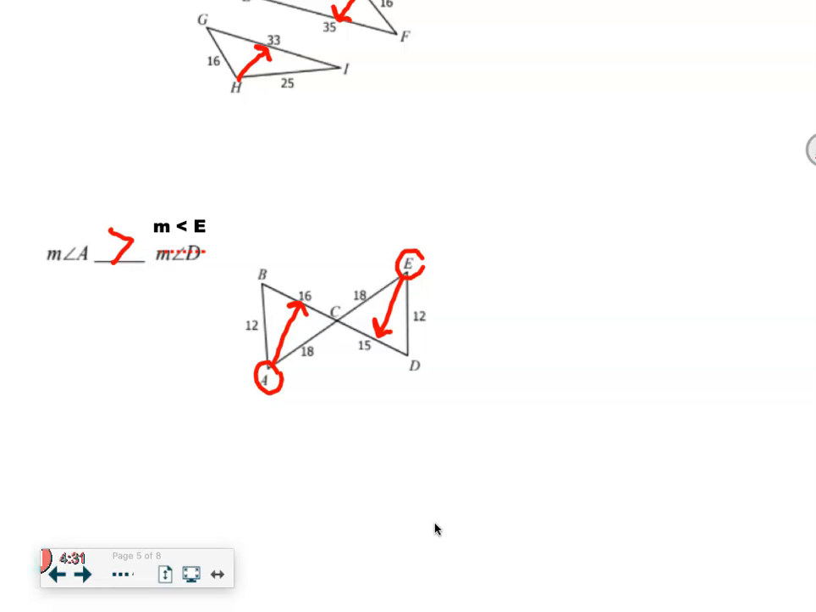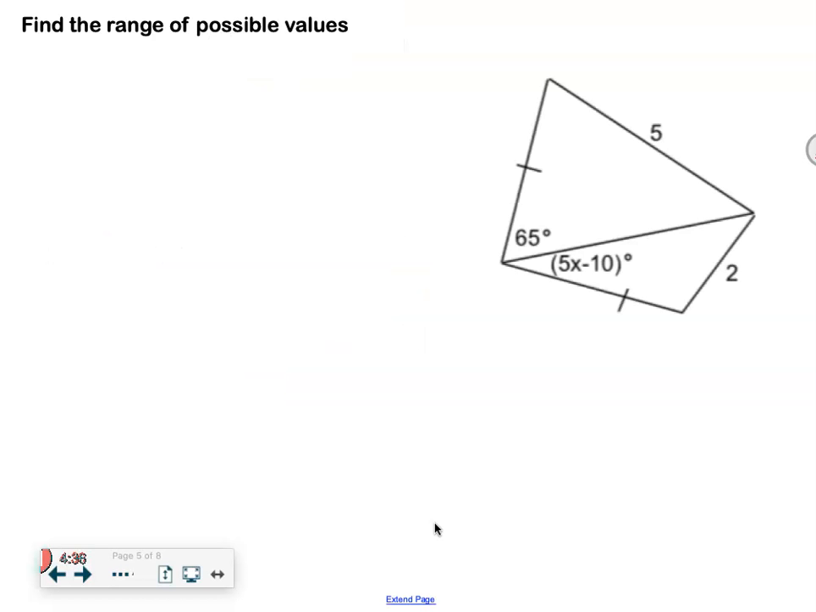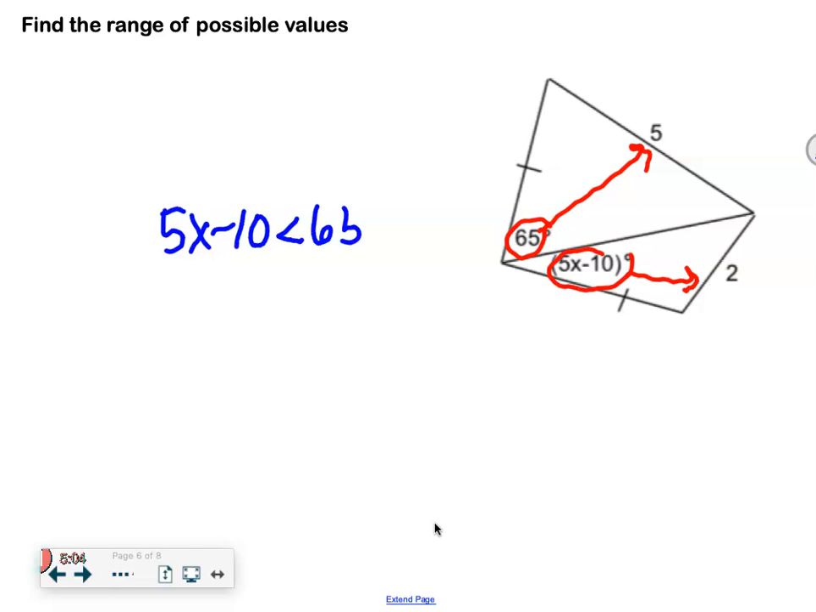Okay, can we do a little bit of algebra with our comparing? We can do it. We got it. It says find the range of possible values for what x could be. So we first have to decide out of these two angles we're given, 65 and this expression here, which one has to be bigger? 65. Right, because 5 is bigger than 2. Okay, so we can write 5x minus 10 is less than 65, right?